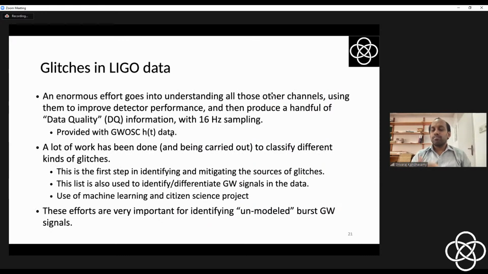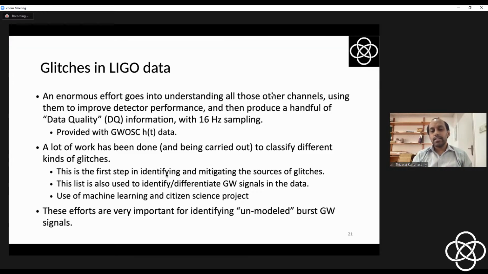As I mentioned, a lot of effort has to go into identifying these different glitches and also identifying the channels that can be used as good witness channels. This information is also provided to the outside community through the Gravitational Wave Open Science Center, which provides the data collected by LIGO. It also provides these data quality cuts so that people can apply them before they look for signals in the data. A lot of effort is also spent on identifying these different types of glitches, because the first step in removing them is to identify them and see if we can identify a source of the signal.